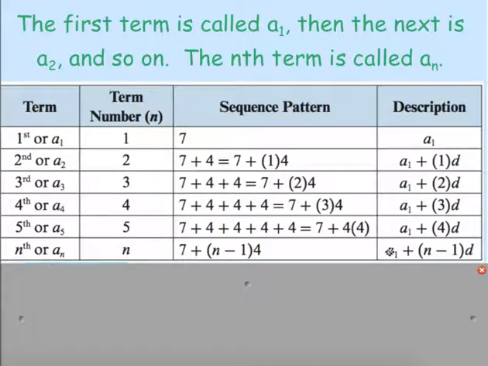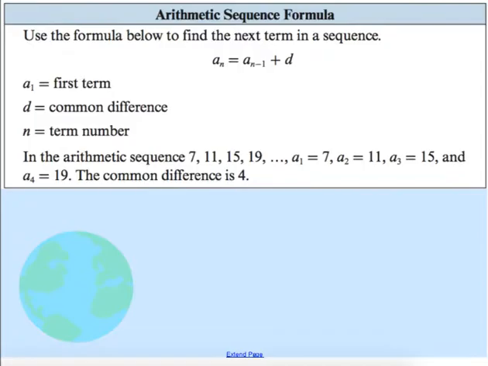If you notice, between our term number and how many differences we add, it's always 1 less. If we have 3, then we're adding 2 differences. 4, we're adding 3 differences. It's always 1 less. So when we get to our n, that means we need to add n minus 1 differences. That's what helps us determine our formula. So let's try it out.